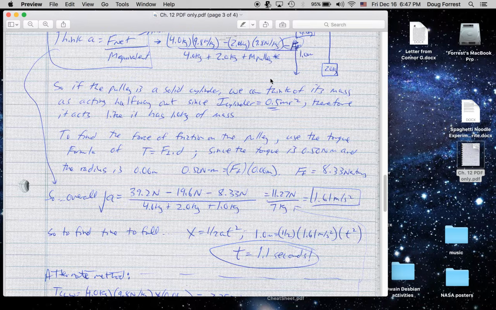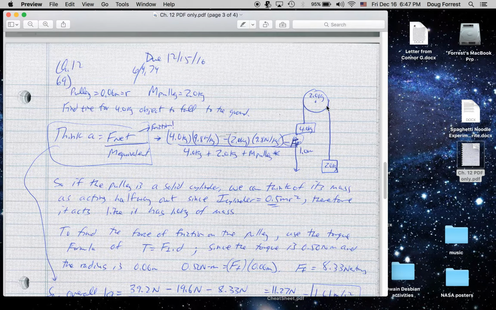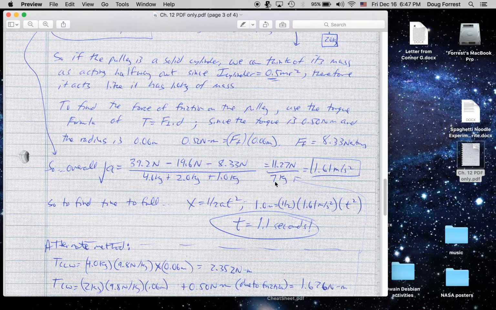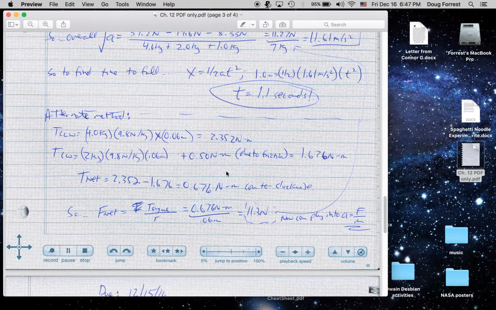This is the equivalent mass of the pulley, that's 1 kilogram, because although it's a 2-kilogram pulley, it's a solid disk. That means its mass is essentially halfway out from the center, so we think of it as having half of the mass. So in this particular case, 11.27 newtons over 7 kilograms gives me an acceleration of 1.6 meters per second squared. Now I can plug that into x equals 1/2 a t squared and get my time. There is an alternate method to show a little bit down here.